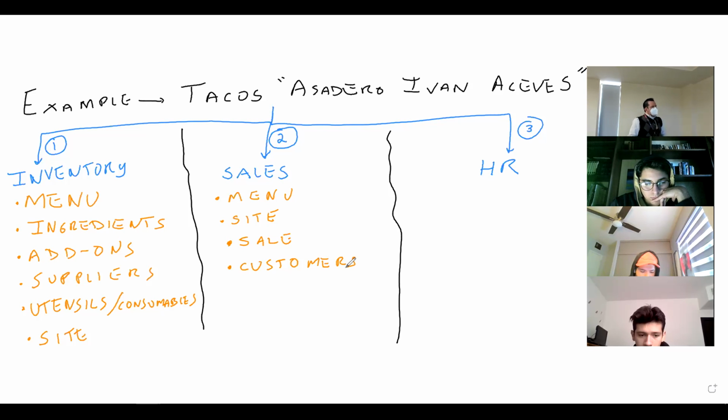And so those are examples of some entities that could be on the sales side. There might be others, but we're just doing this exercise right now to kind of understand what entities are. Now let's go over to the HR side.